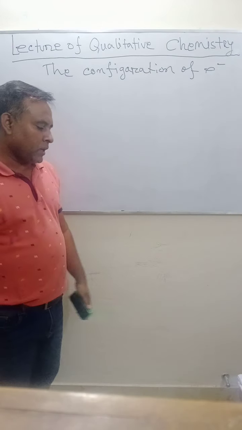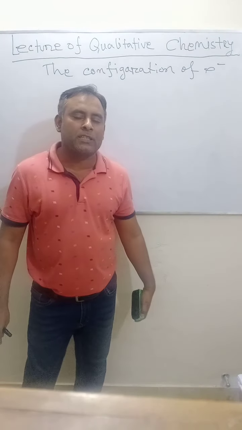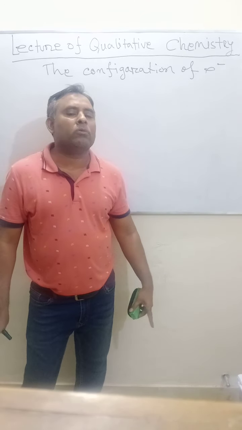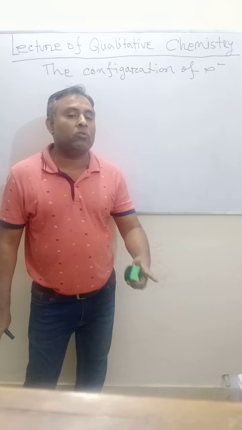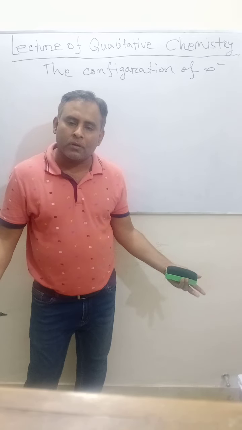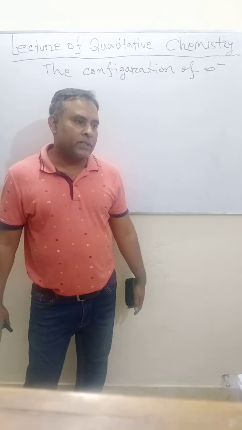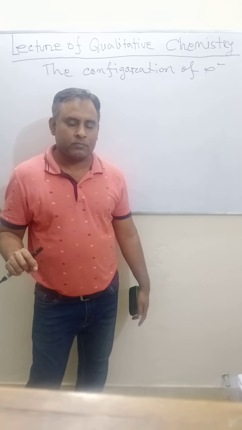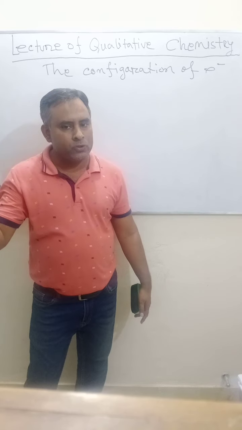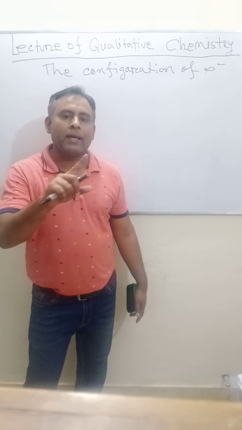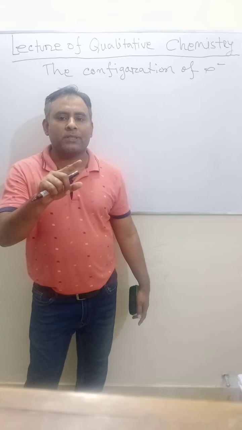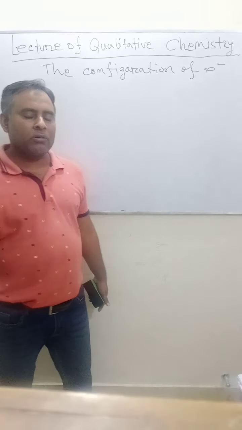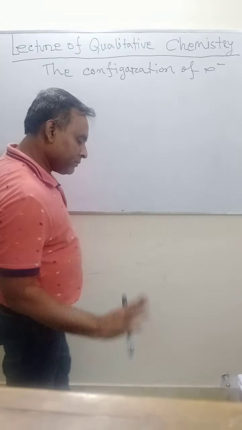So, what have you learned about the Pauli's exclusion? For two electrons in an atom, the values of the four quantum numbers are not the same. For example, for the first electron, the n value is 1, l value is 0, m value is 0, but the s value is plus half. For the second electron, the s value is minus half. Okay.